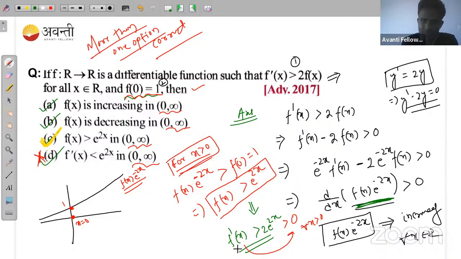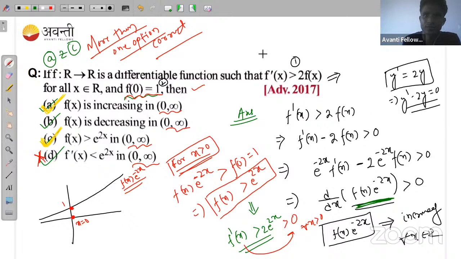That means the function is increasing. Function derivative is greater than 0, f of x is increasing. That means A is correct. So A and C are the right options. Right options are A and C. It was so easy, yes.